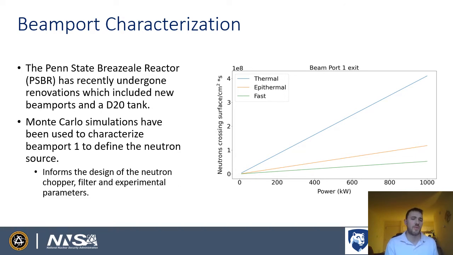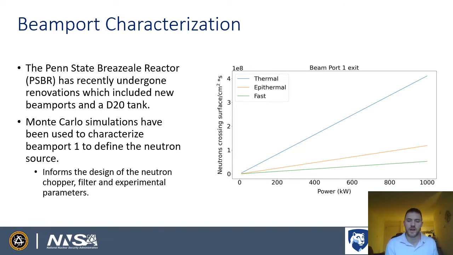And now these new beamports all have the same height level, directly centered at the center of the reactor core. So Monte Carlo simulations have been used to characterize beamport number 1, which is the one that we will be using for these experiments, to fully define the neutron source with simulations. And this informs the design of the mechanical neutron chopper itself, as well as the filter and other experimental parameters.